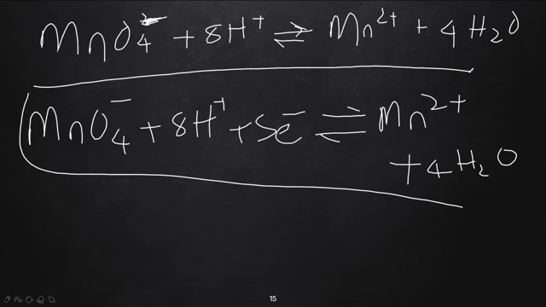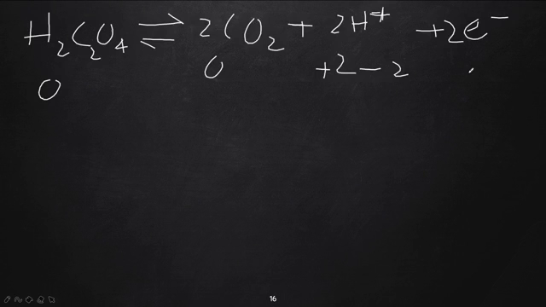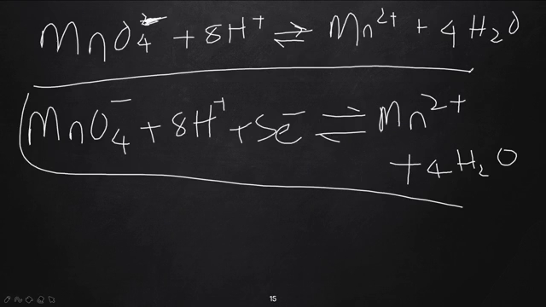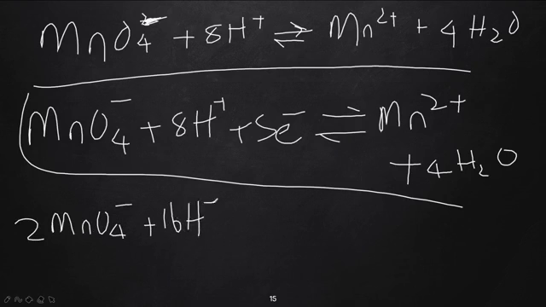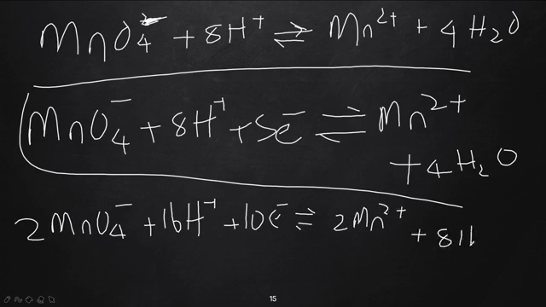The stoichiometric coefficient of the electron in the previous equation is 2. So multiplying this equation through, we end up with 2 MnO4 minus plus 16H plus 10 electrons, giving a reversible reaction of 2 Mn2 plus and 8H2O. This is the balanced equation.